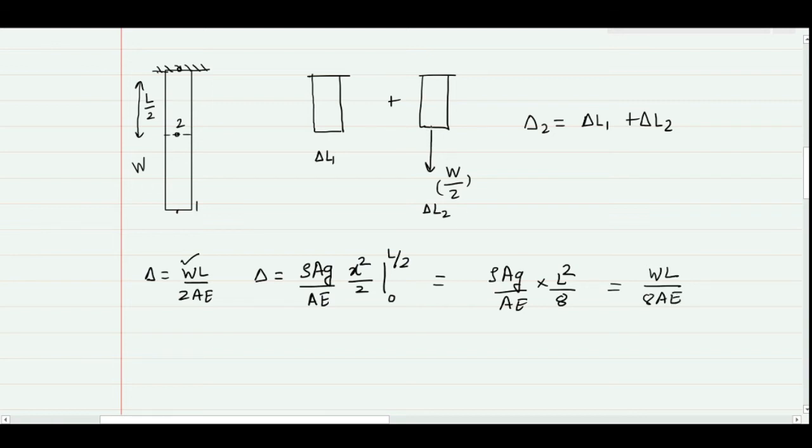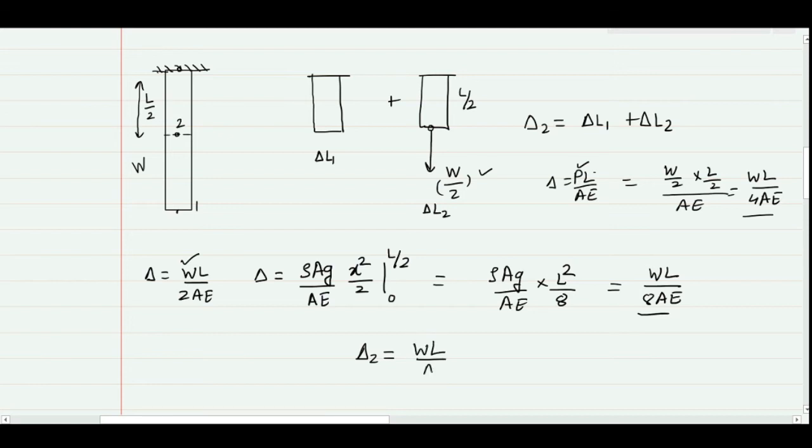Similarly, in case of a tip load acting here and the length of the bar being L by 2, my total deformation will be given by the simple formula PL by AE, where loading is W by 2 and length is L by 2. When I put these values, I get W by 2 into L by 2 divided by AE, that will be WL by 4AE. When I add these two terms, the deformation of point 2 will be WL by AE into 3 by 8. So you can directly remember this formula.